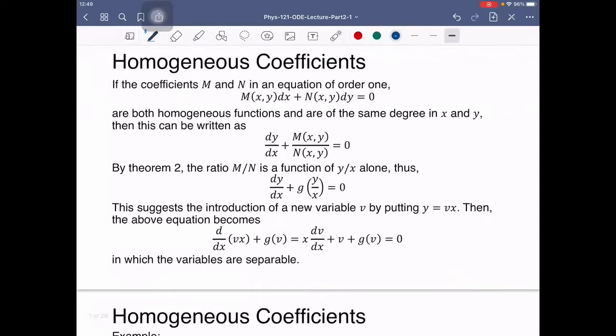So let's discuss more yung mga properties. So if the coefficients m and n, which is yung function represented by the function sa differential equation na pinakita natin kanina, which is m of xy dx plus n of xy dy is equal to 0, if they are both homogeneous and are of the same degree, of course, in x and y, pwede natin isulat na ganito. Okay? So now we have dy over dx plus the ratio of these functions is equal to 0. Okay? Paano nangyari yun? We just manipulated itong dalawang ito, no?